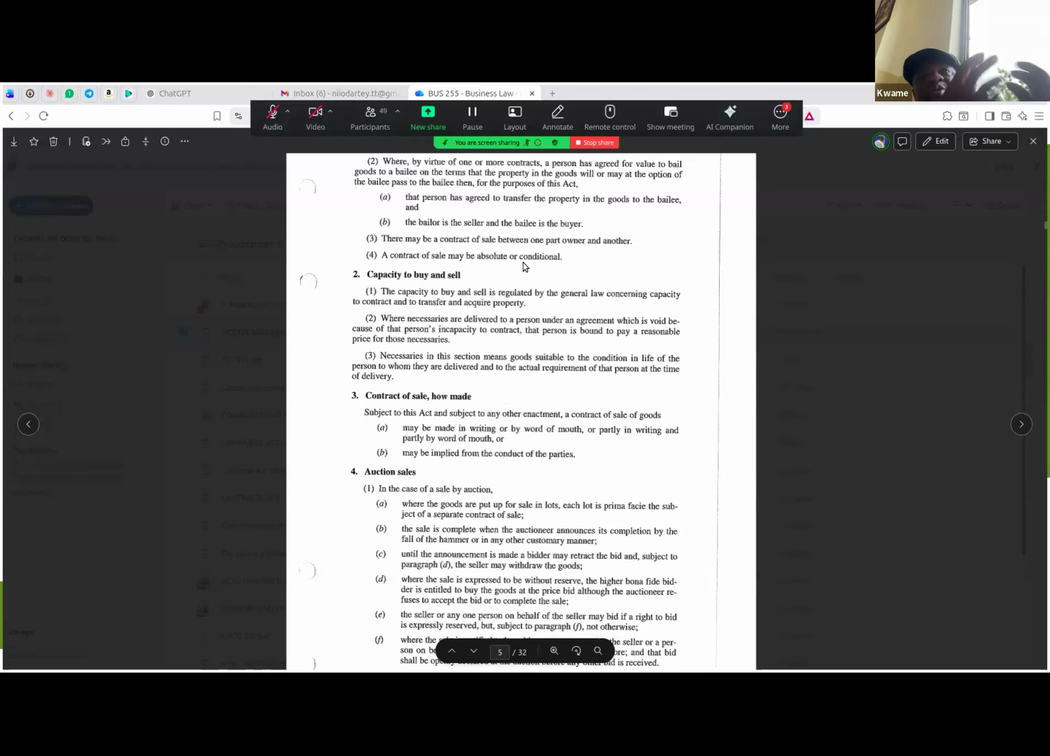Capacity to buy and sell. So we are looking at capacity to buy and sell, yes.